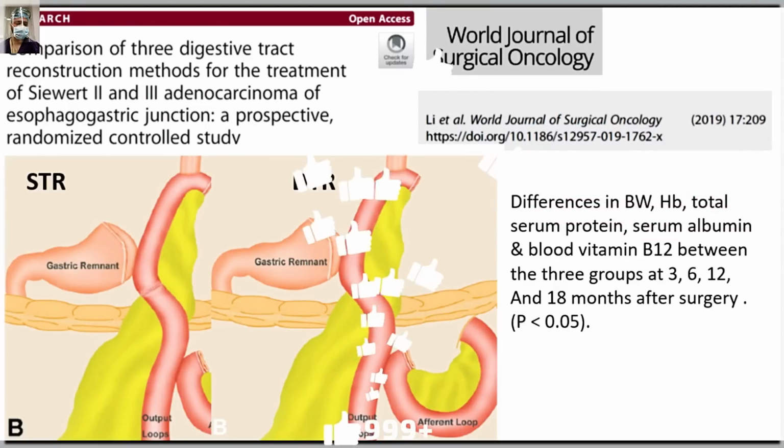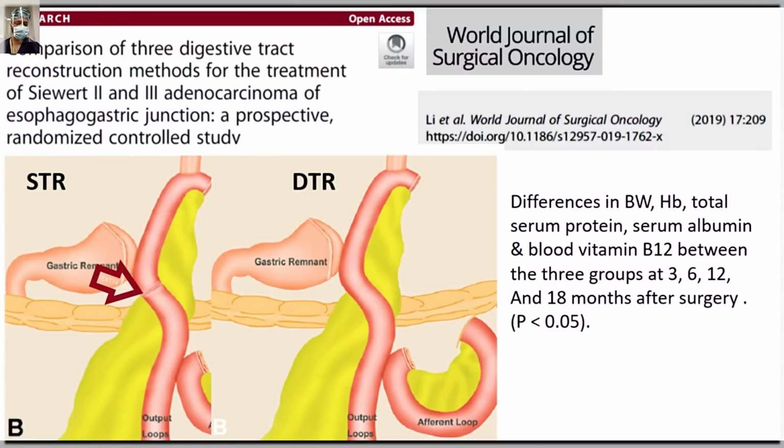This is another important study by Lee et al., published in World Journal of Surgical Oncology in 2019, about comparison of three digestive tract reconstructions for the treatment of type 2 and type 3 adenocarcinoma of the esophago-gastric junction. This was a prospective randomized control study. They compared single tract reconstruction, in which the Roux limb was brought up and they did esophago-jejunostomy and gastrostomy, and an uncut stapler was fired distal to the gastrostomy side, as in the first figure as single track reconstruction. And double track reconstruction was the same as we discussed: esophago-jejunostomy, gastrostomy, and jejuno-jejunostomy.